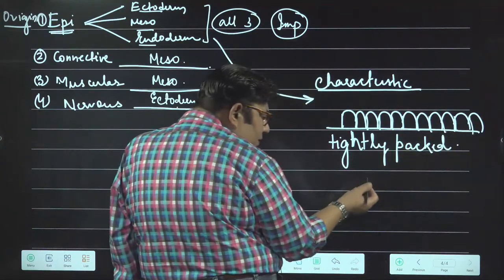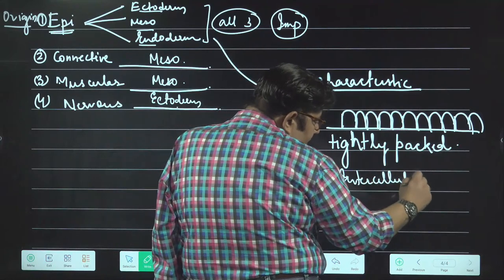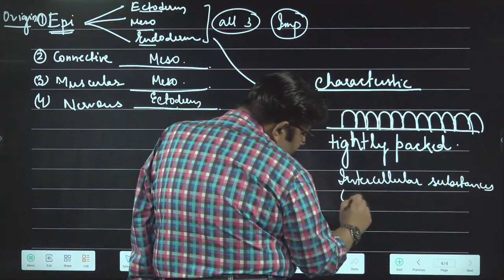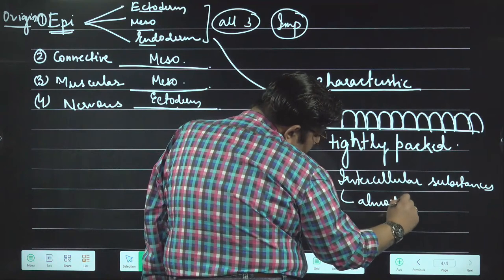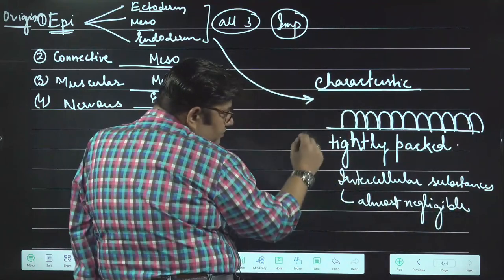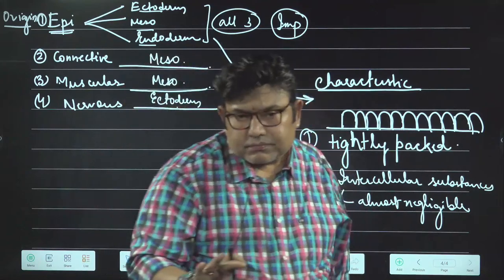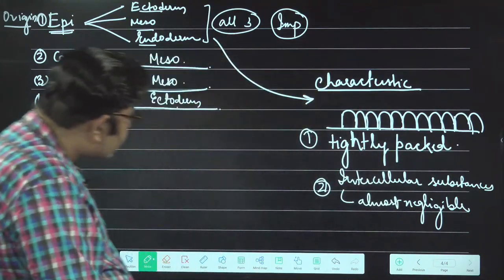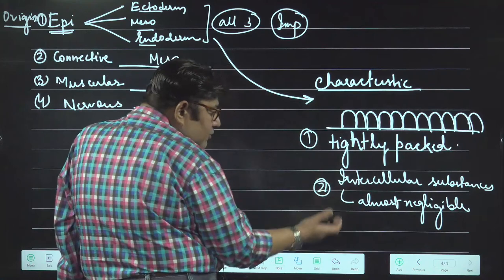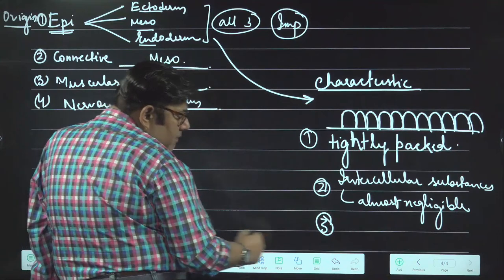Tightly packed means that the intercellular spaces are almost negligible. There is no intercellular substance, okay? Almost negligible. Okay, understood. Number one, cells are tightly packed. Number two, intercellular substances are almost negligible. Actually, both the points are explaining the same thing only. And number three.